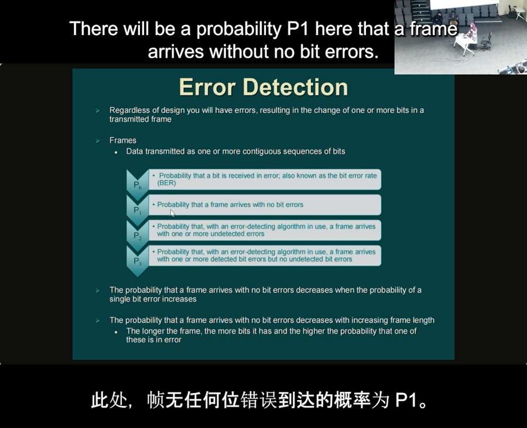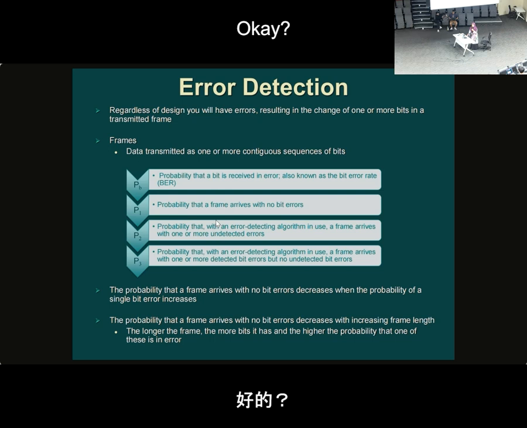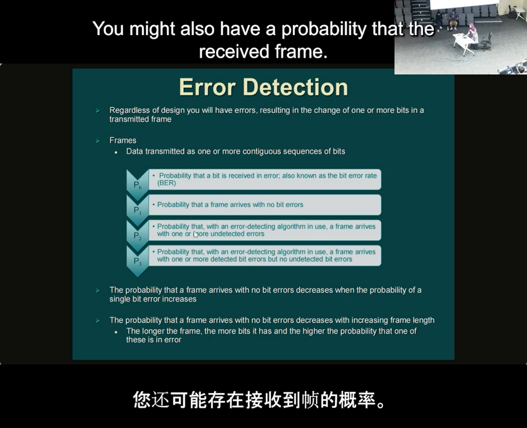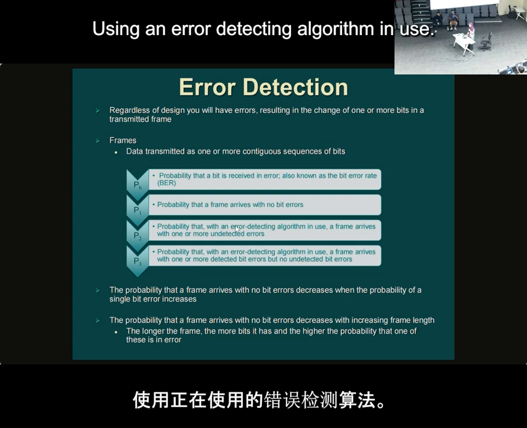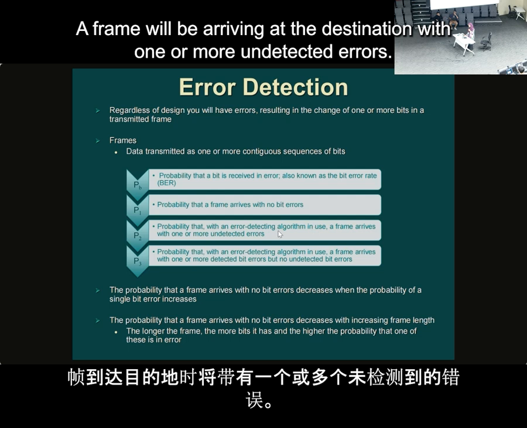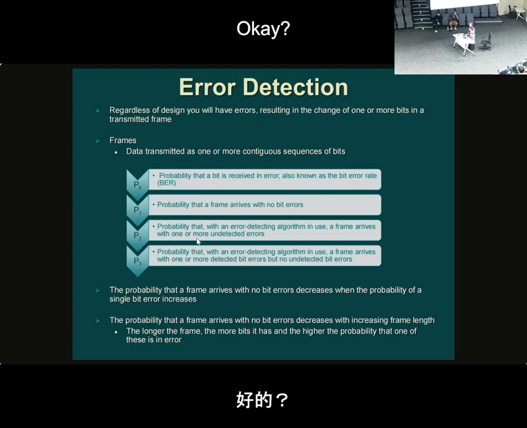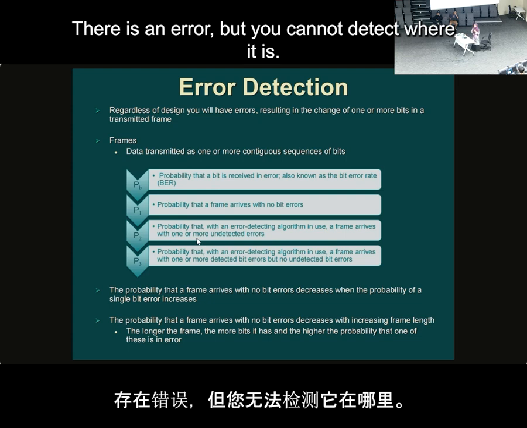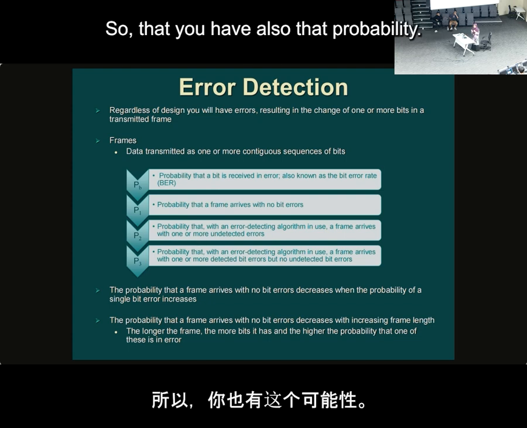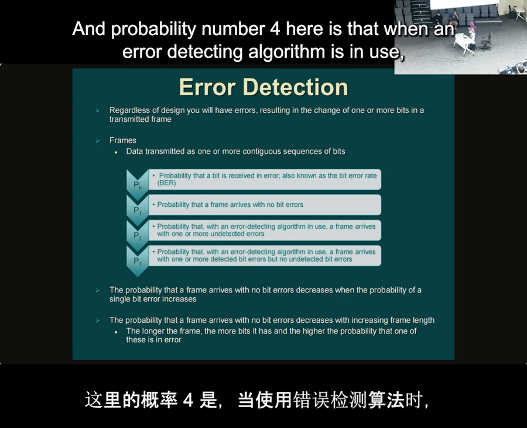There will be a probability P1 here that a frame arrives with no bit errors. You might also have a probability that the received frame, when an error detecting algorithm is in use, arrives at the destination with one or more undetected errors. Okay, there is an error, but you cannot detect where it is. So you also have that probability.